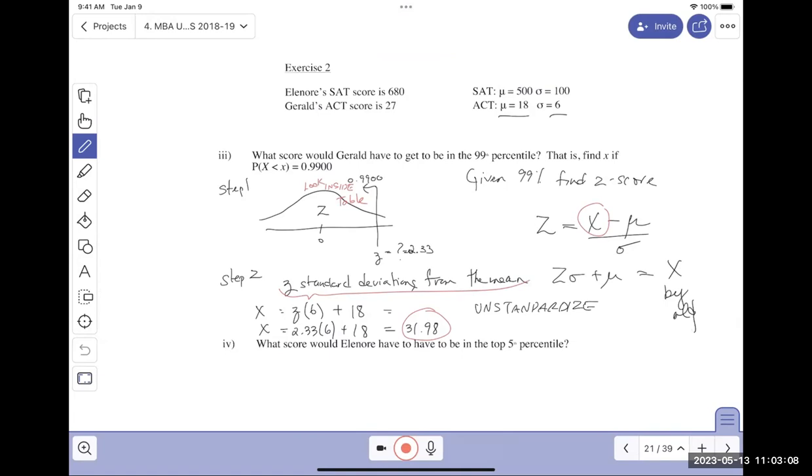You could just as well plug everything into the standardized formula, but I give this a name and call it the unstandardized formula to make a point that it's the same formula, but you're using it for a different variable.